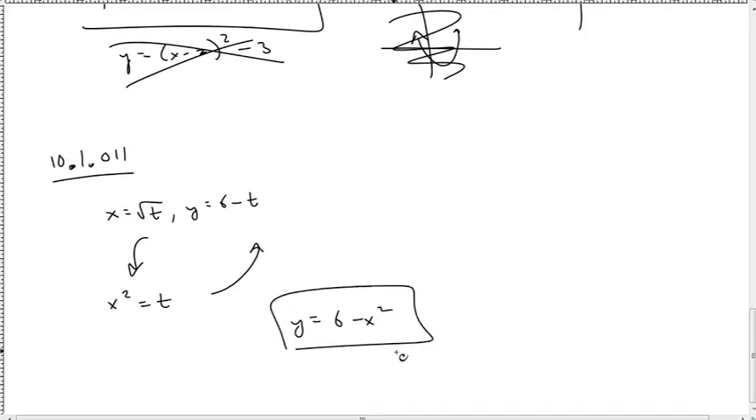Again, eliminate the parameter. But now this is actually pretty easy to graph. You can see it's a parabola upside down that's shifted up 6. So 1, 2, 3, 4, 5, 6. And then we got our normal parabola. But you can see that I messed up one thing there. See the arrows? They can't be going in both directions, not in parametric land.